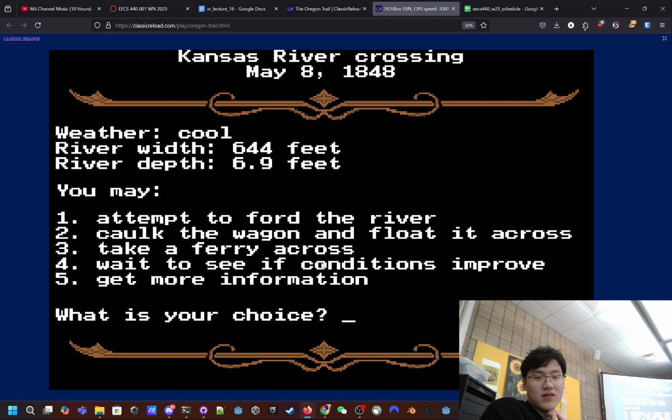Attempt to ford the river. What's the play? Fording the river means just go right through it. Oh. Tunnel to the middle. Let's go. It's kind of dangerous. Do you have the money for a ferry? How much does it take? And I mean, we probably would need more. We need money down the line. You can also get more information. Oh yeah, let's do that.